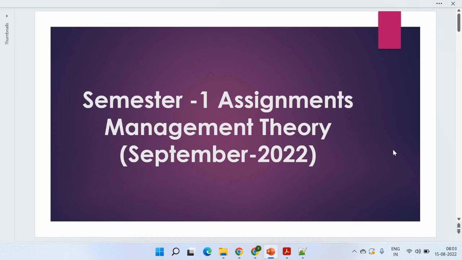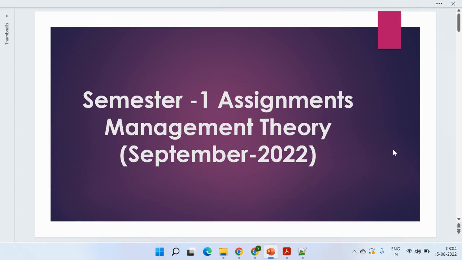Before proceeding, I just want to give you a brief about this September 2022 cycle. I hope many of the students are already aware that this cycle is only for those students who were not able to upload the assignments in the previous cycle, that is the June cycle, or maybe the December cycle, or who might have received a copy case for one reason or another. That's why they open the September cycle for those students.